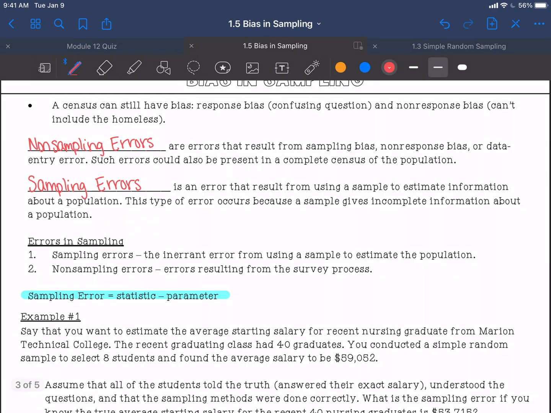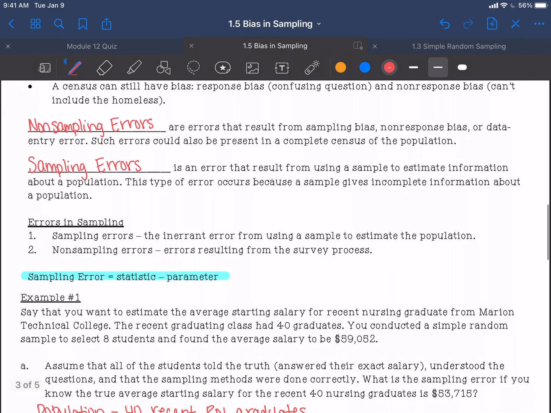Two types of errors we have are non-sampling and sampling. A non-sampling error results from sampling bias, non-response bias, or data entry error. Such errors could also be present in a complete census of the population. And then a sampling error is an error that results from using a sample to estimate information about a population. This type of error occurs because a sample gives incomplete information about the entire population. So an extra note there: sampling errors are from using a sample to estimate the population, and non-sampling errors are errors resulting from the survey process itself.